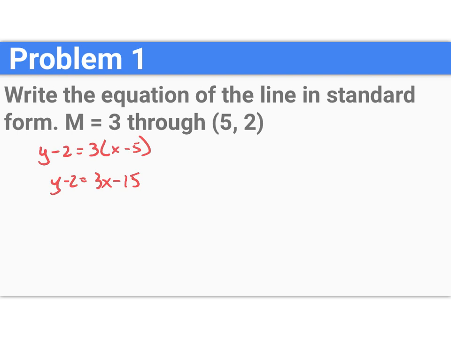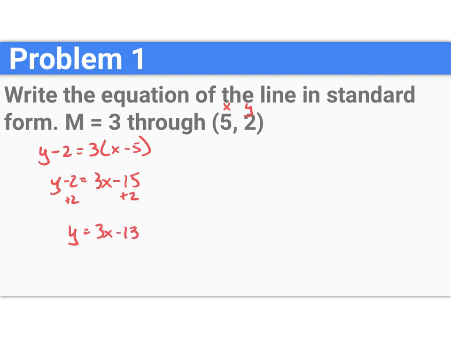So I stuck in my points. This is your x, this is your y. Y minus 2 equals the slope 3 times the quantity x minus 5, which is the x point. Then I distributed the 3. I'm going to add 2 to both sides. And we have y equals 3x minus 13.